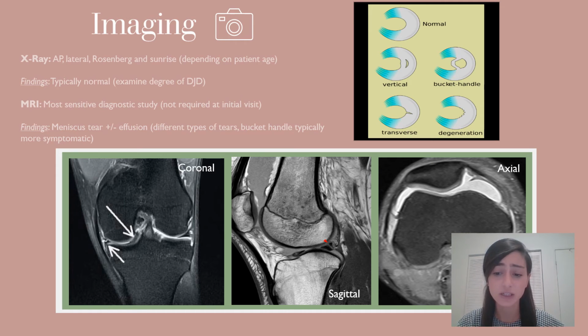In terms of acuity, fraying is a sign of more chronic wear and tear, and a horizontal type of meniscus tear is also more commonly seen in a chronic meniscus tear. Versus some patients with acute knee injuries, they'll have a bucket handle tear. So that maybe is more of an acute type of tear with a lot of effusion on the MRI.